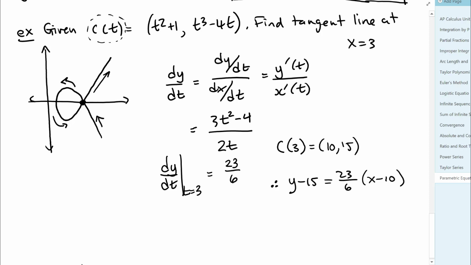So we can actually start to do some derivatives and integration types of technique with these parametrics as well. And we'll see more of this later on.